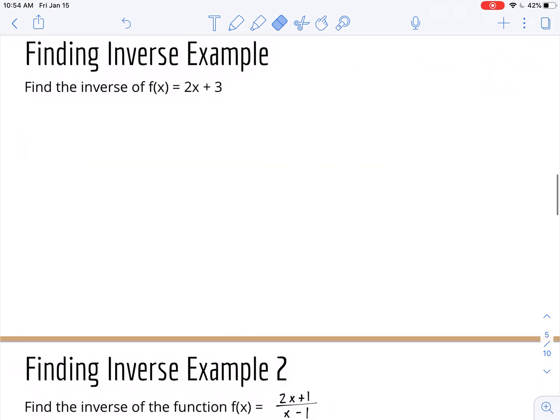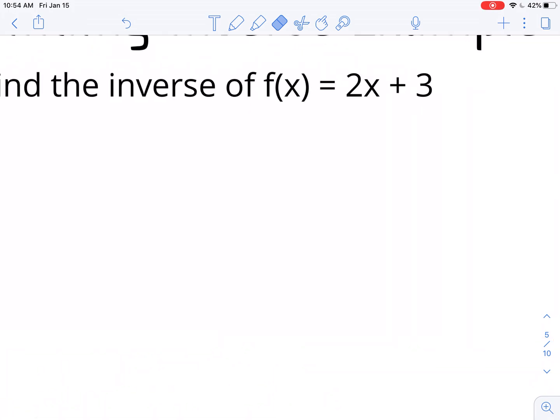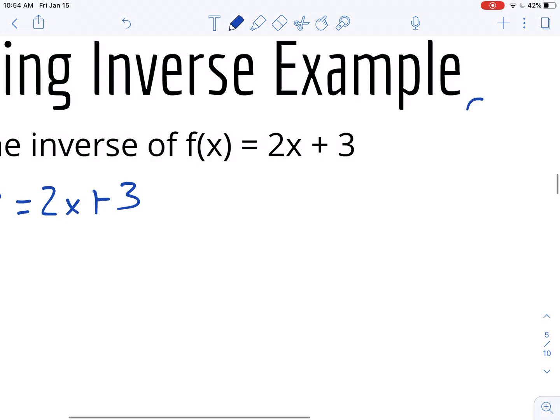So here's what we're going to do. Finding the inverse of f of x is equal to 2x plus 3. We're going to start off pretty simple here. We are going to change it from f of x notation to y equals x notation. I'm going to say that y is equal to 2x plus 3. Remember that f of x also stands for y.